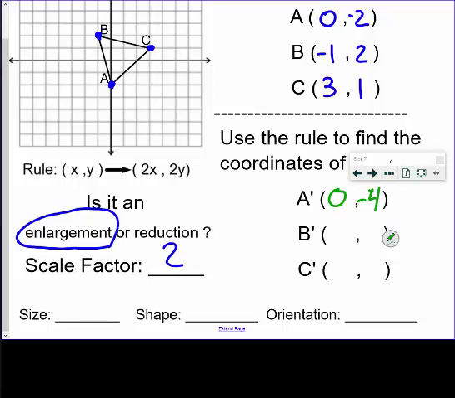2 times -1. We have calculators. Oh, I didn't know that was -10. 2 times 2, 4. 2 times 3, 6. 2 times 1, 2. Okay, now plot those points. Make sure you label A prime, B prime, C prime.